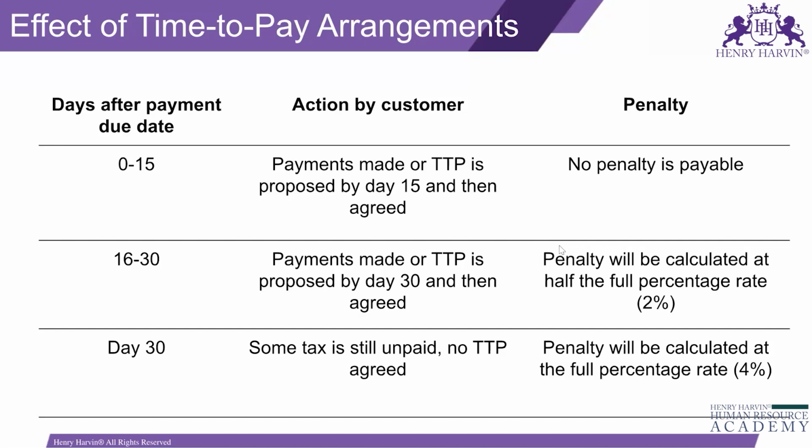Now day 30: some tax is still unpaid and no TTP is agreed. Some amount has already been paid, but by day 30 there is still some payment pending and there is no TTP agreed either. So the full 4% will be charged, because there is no TTP. So 2% plus 2%, only on the pending amount, not on the entire amount.